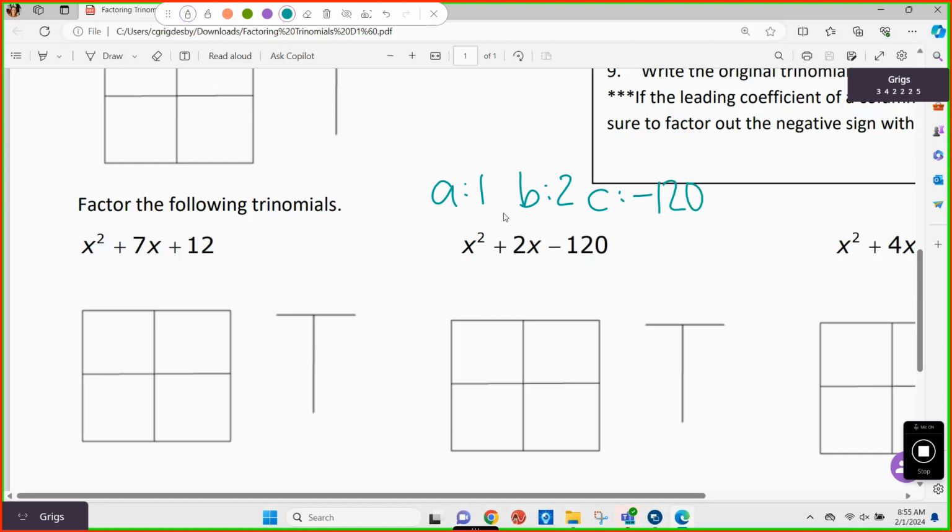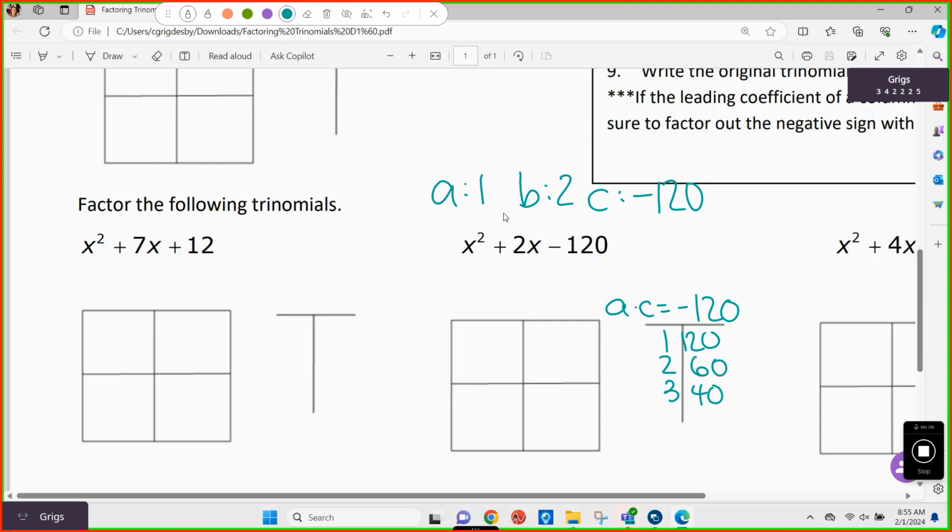Alright, now after I identify A, B, and C, I multiply A and C. Negative 120. So I don't want to place my negatives just yet. I just want to factor it out. This one's going to have a lot of factors. 1 times 120, 2 times 60, 3 and 40.